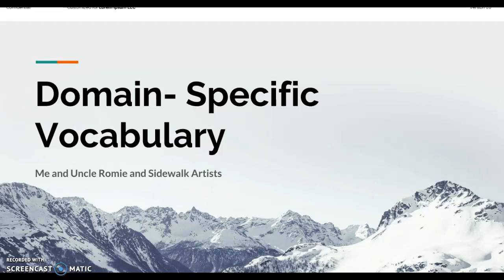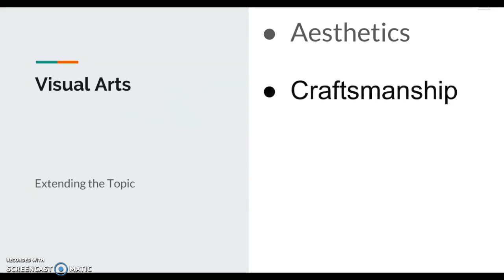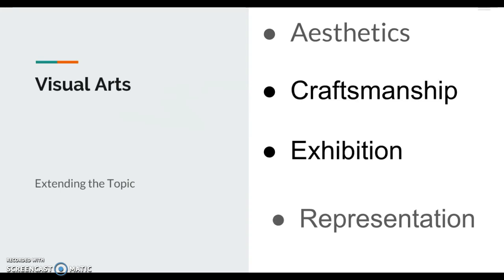It's on visual arts. So we have 4 different types of visual arts vocab words that we're going to be looking at. The first one is pronounced aesthetics. That's kind of a hard one to pronounce, but it's aesthetics. The second one is craftsmanship. Third one is exhibition. And our fourth one is representation. That one's kind of hard too. So these are our 4 visual arts vocabulary words that we will be looking at today.